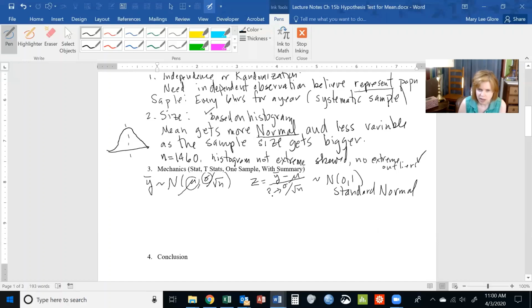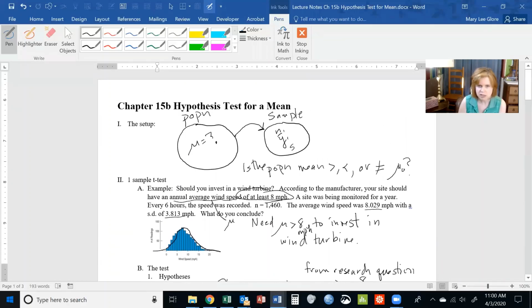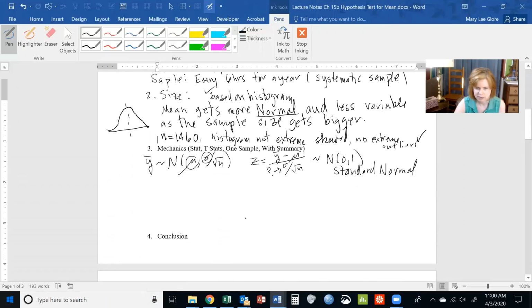So I have the same problem I had with the confidence interval. I don't know sigma, but I do have S. When I take my sample, I get the sample size, the sample mean, and the sample standard deviation. So I have S, and here it says the standard deviation. This is S. This 3.813 miles per hour, especially as big as it is, is a pretty good guess at what sigma is. So what I'm going to do is just use S here.